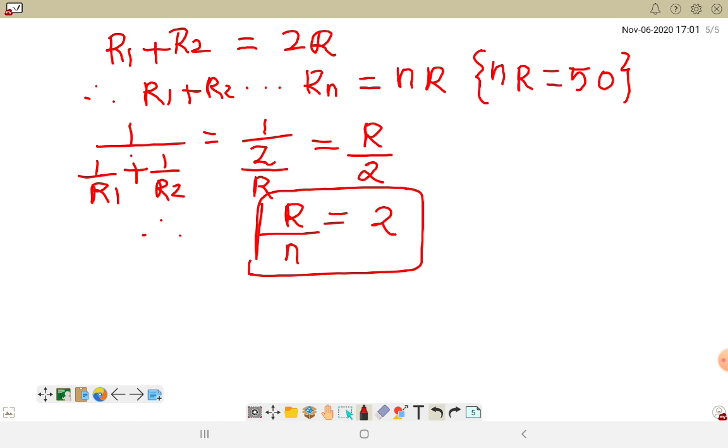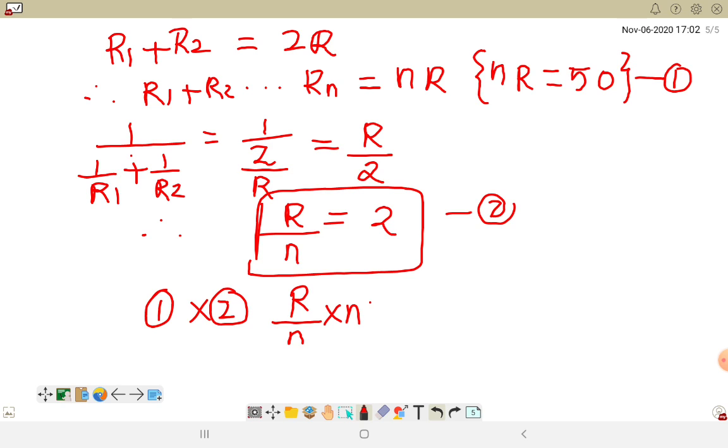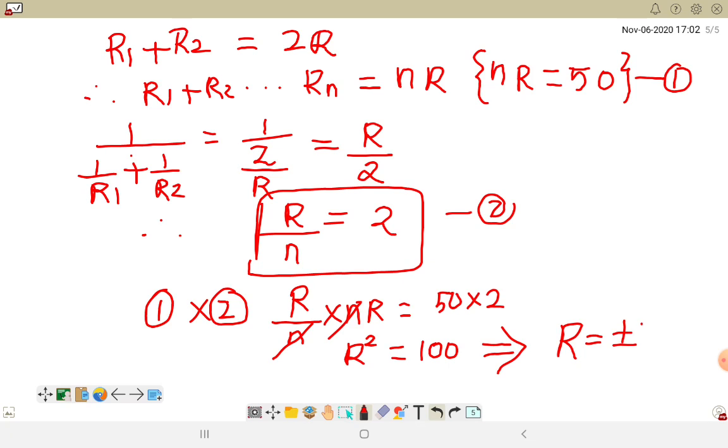So what is the next step? Multiply this effective resistance. Now 1 and 2. So 1 into 2, that gives R by N into NR equal to 50 into 2, that is R square equal to 100. So what about the resistance R? R is plus or minus 10 ohm. But you have to take R as plus 10 ohm. Okay, this is the answer.